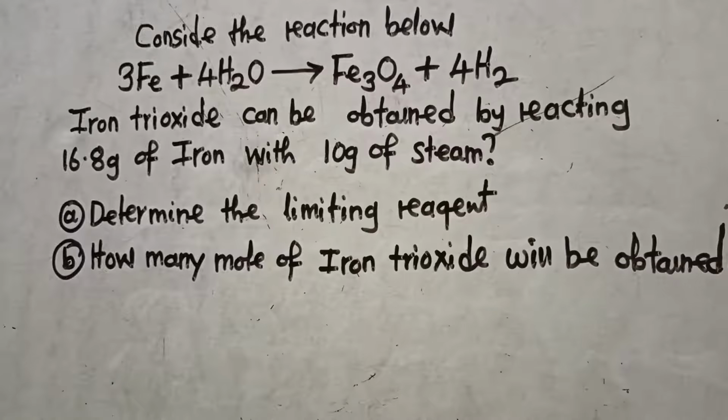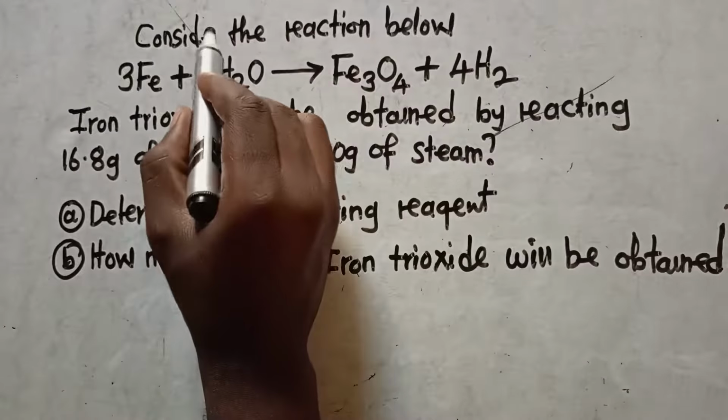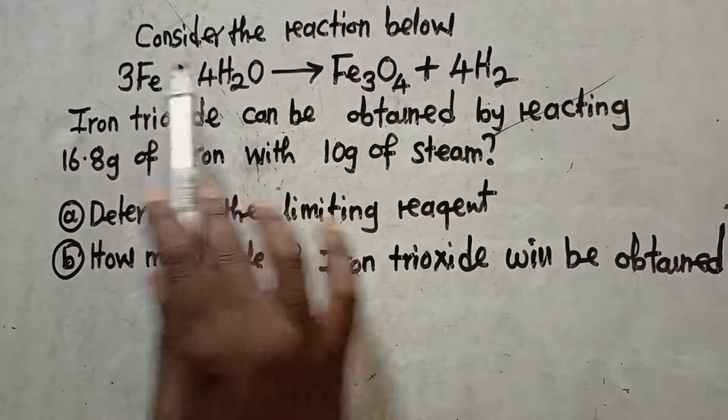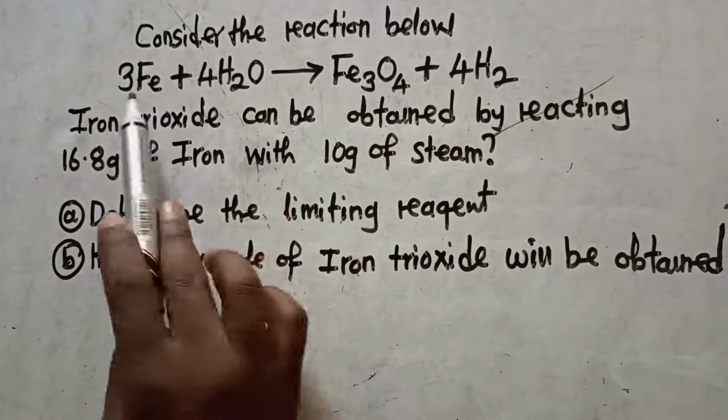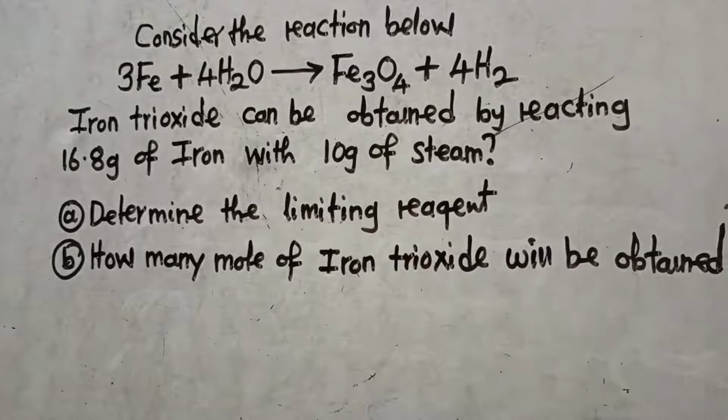This is a good question that we have under stoichiometry calculations. Let's see how we can answer this particular question. Consider the reaction below. This is a reaction that is given here. Sometimes the chemical equation is not balanced, so you have to balance it. I'm just telling you in advance, you need to know how to balance a chemical equation.